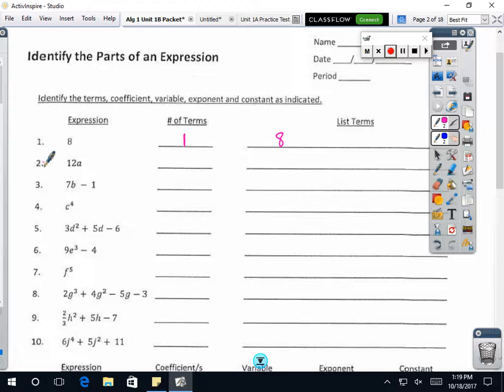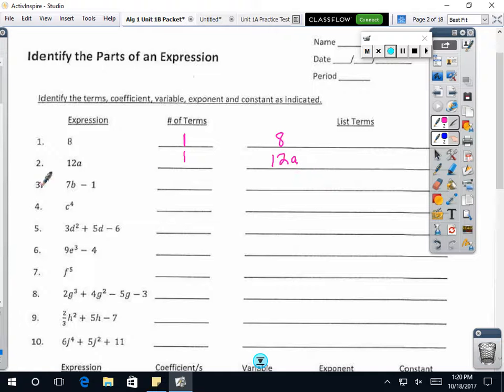Okay, number 2, okay, that's what people think, but anytime it's a number and a letter mashed together like that, it means they're being multiplied, and it's still one term. And the one term is 12a. Well, we're going to get there. We're going to get there.